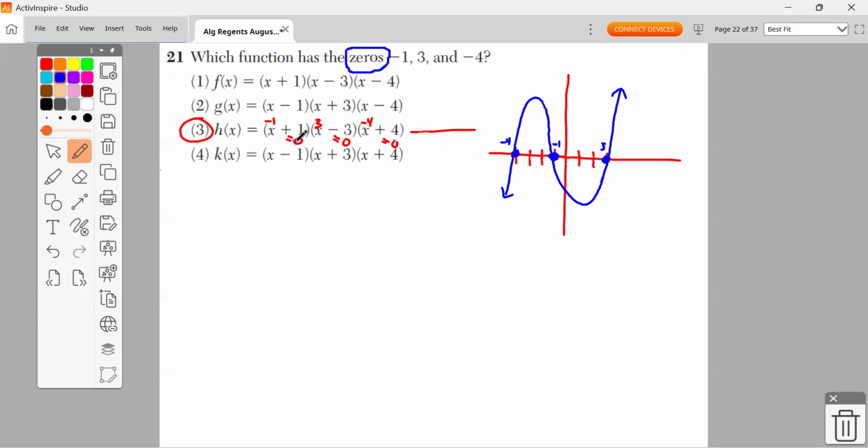A different way to do it is to set each of those sets of parentheses equal to 0 and solve for x. -1 would make it equal to 0, 3 would make it equal to 0, and -4 would make it equal to 0. I would just graph it and find the match.